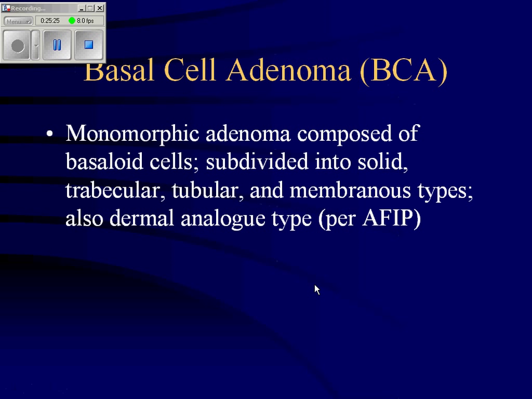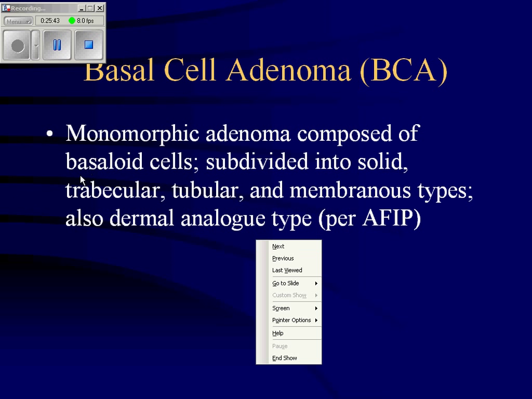Basal cell adenoma is one that's all basaloid cells. And you can have different kinds. You can have solid, trabecular, tubular, membranous types. Those are all basically different patterns of growth. And the AFIP has this dermal analog type, but it doesn't really matter. The hard part of this is that they're hard to tell apart from adenoid cystic carcinoma. That's what makes these important.